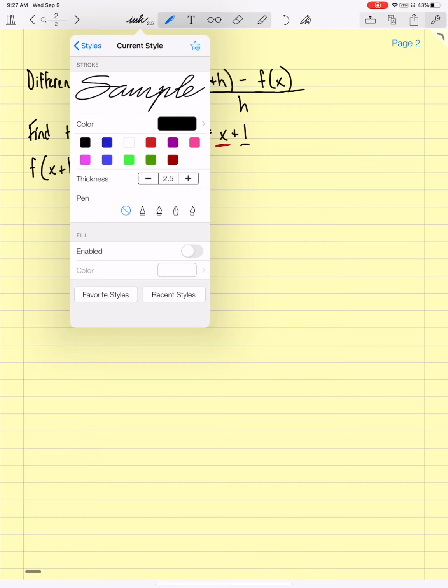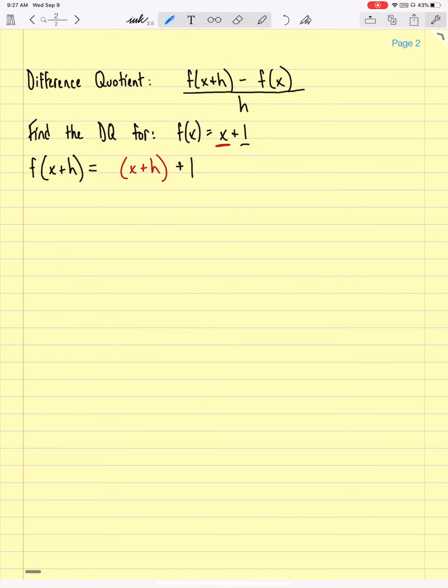And then the next part in the function, this tells us to find f of x. Well, that's just given to us. So f of x is simply x plus 1. Okay, so the next part would be to put these all together.